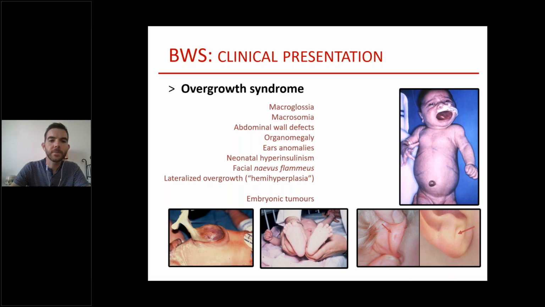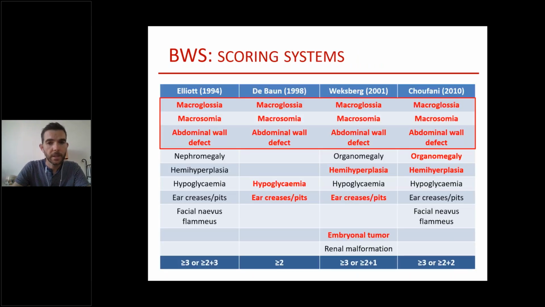This overgrowth syndrome is associated with a high risk of embryonic tumors, and I will talk about this risk of tumors later in my presentation. So during the last decades, several scoring systems have been proposed to define what is BWS. I won't go into details between all these different scoring systems, but those scoring systems were based on major symptoms that are mentioned in red on this slide, and what was called minor symptoms that are mentioned in black on this slide.